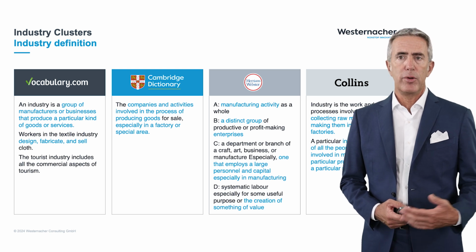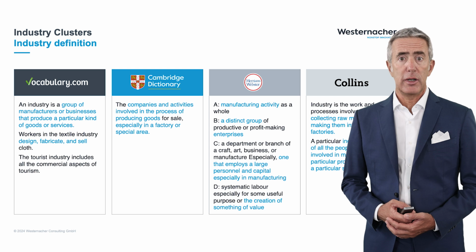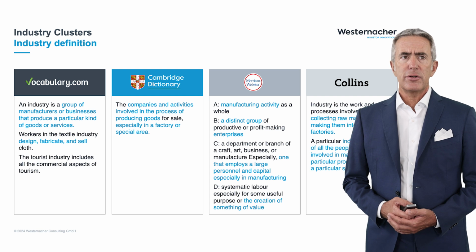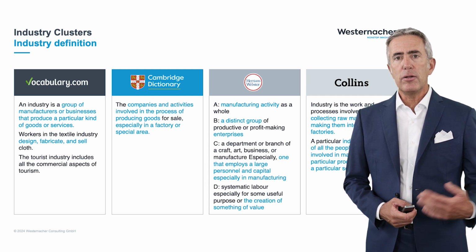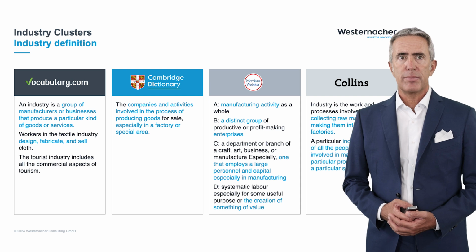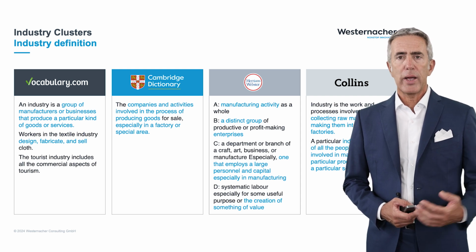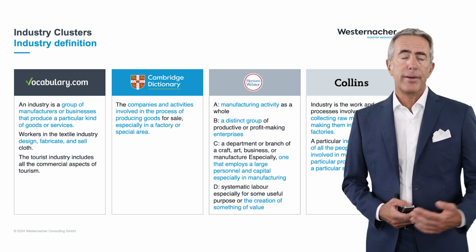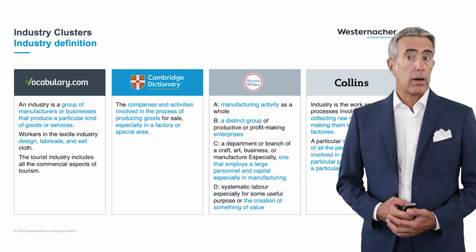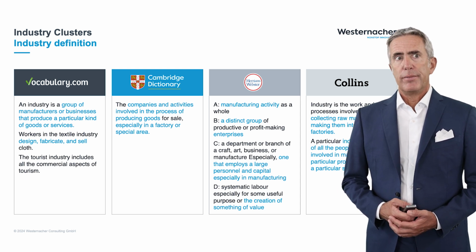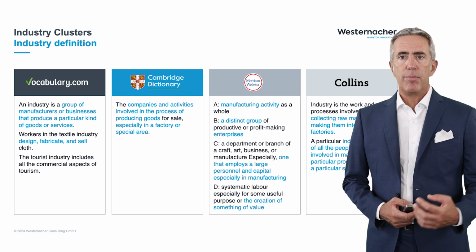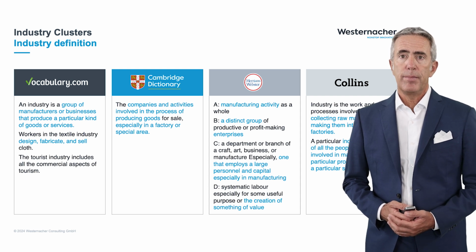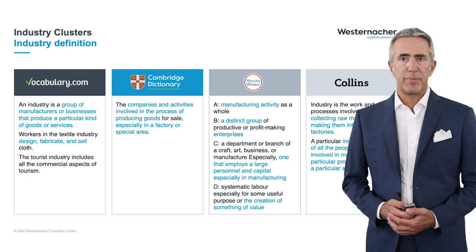For example, vocabulary.com, Cambridge Dictionary, Merriam-Webster, Collins. It's interesting to see that the industry definition is basically based on how a company sources, manufactures, plans or distributes their goods. So basically, the key central point of the industry definition is the supply chain. The supply chain makes the industry very specific.